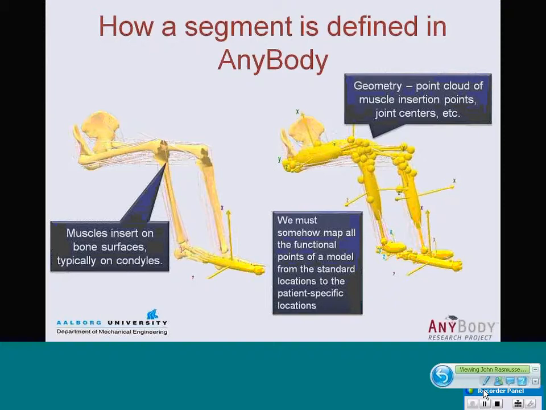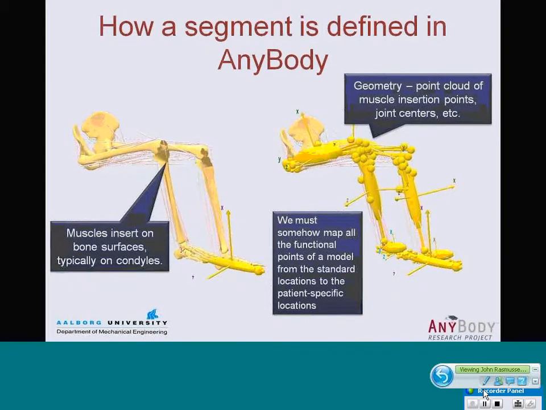Now, the idea is that muscles are inserting on the surfaces of the bones, and they typically influence the bone growth because the muscles are exerting forces on the bones, and the bones are adapting to these forces. So many of the condyles and other prominences that we see on the bones are actually there because of the reinforcement of the bone that is necessary to carry the force of the muscle.